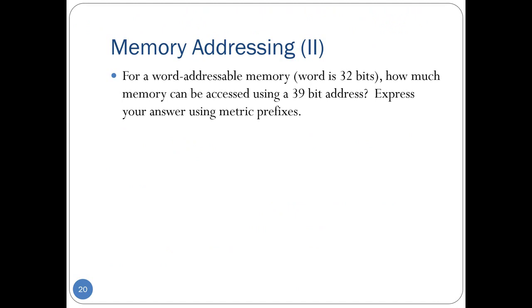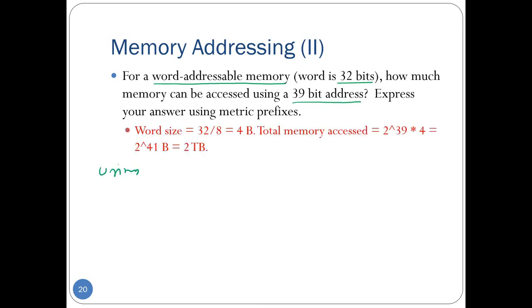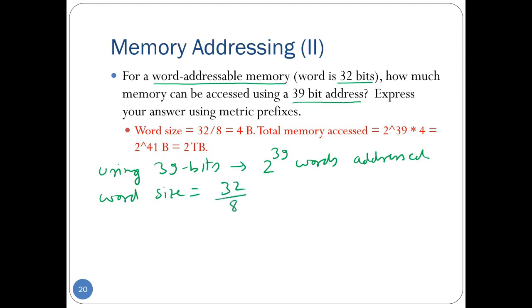So the third problem here, this is also a similar problem, but the difference is this is a word addressable memory where every word is 32 bits. And the question is, how much memory can be addressed or accessed if the memory addresses are 39 bits. Okay, so once again, using 39 bits, 2 to the power 39 words can be addressed. Okay, now word size is 32 divided by 8, which is simply 4 bytes or 2 squared bytes.